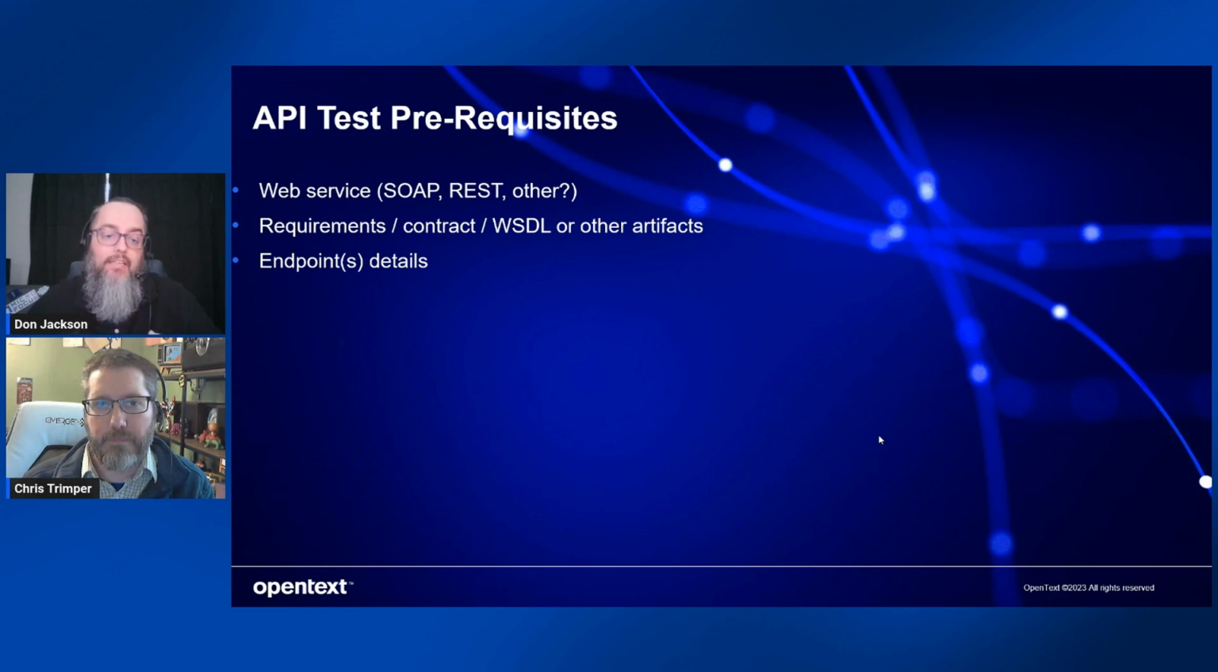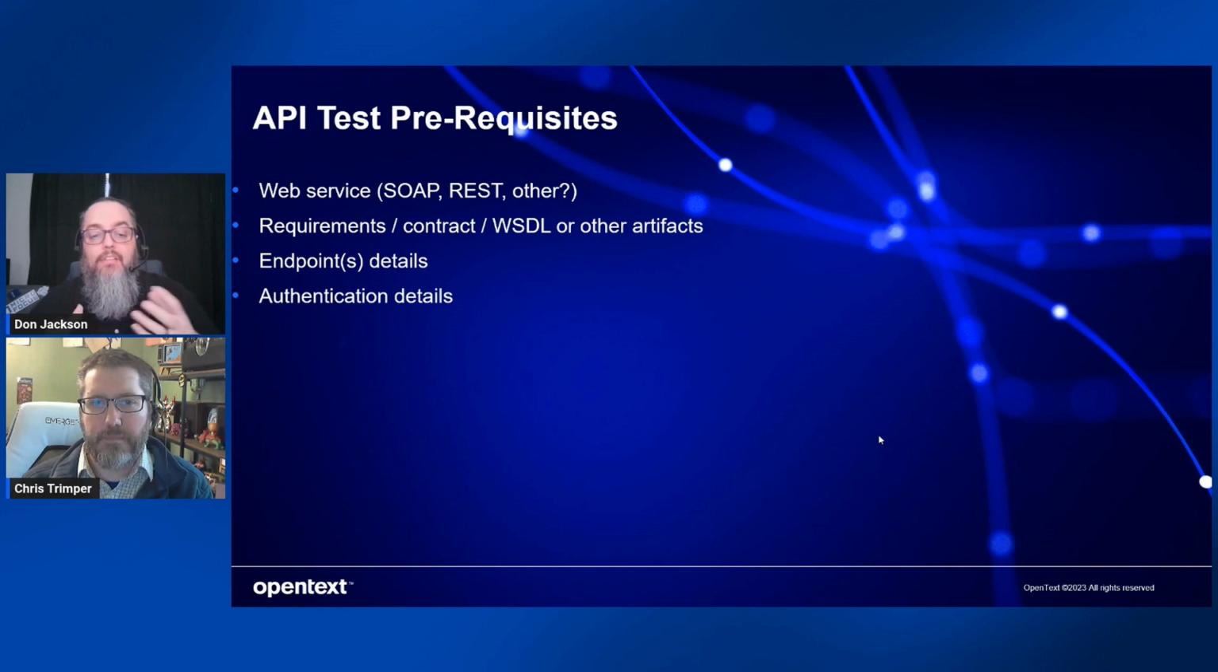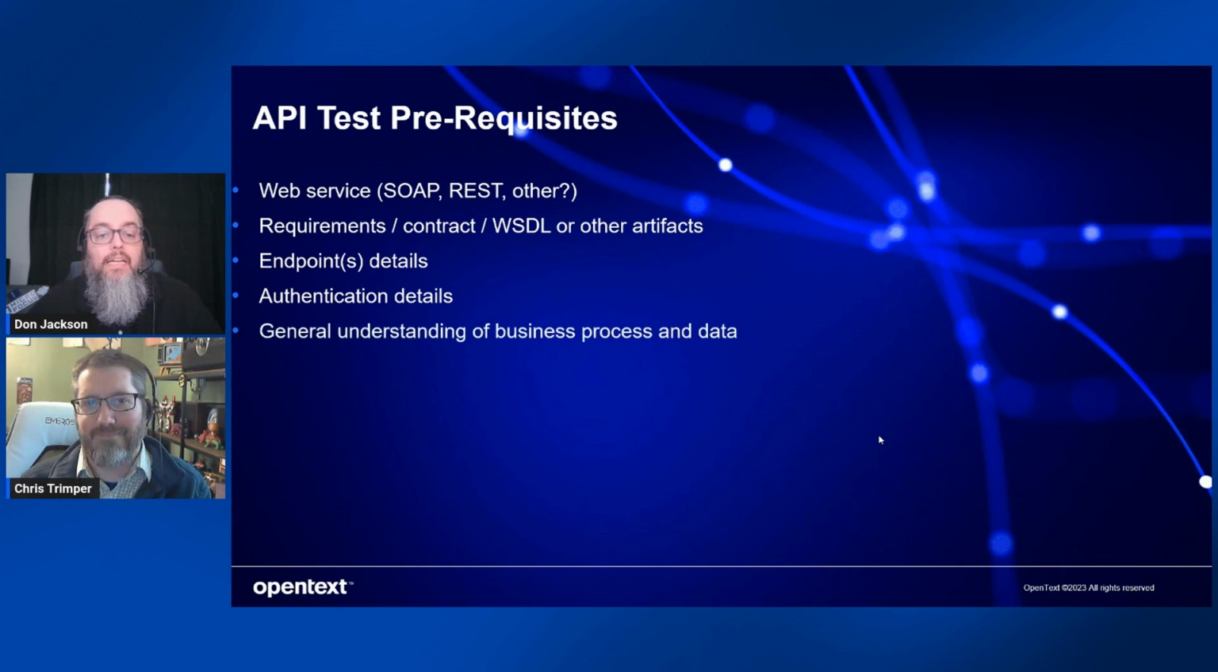You need to have the endpoint details. So, what server, what's the connection string, what port it's running on. You have to have that kind of information. You also need to have the authentication details. If you have a service that's protected by authentication, you need to have that authentication detail to be able to connect to it. And the last big thing is that you need to have a general understanding of the business process itself that you're trying to create the test for and the data that's going to be going back and forth.